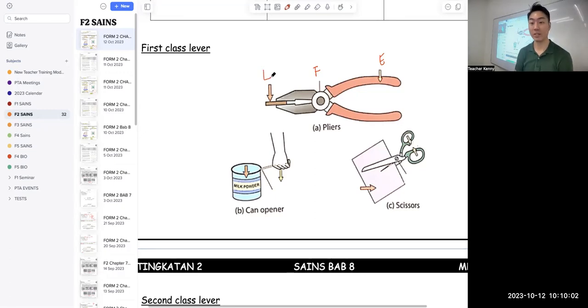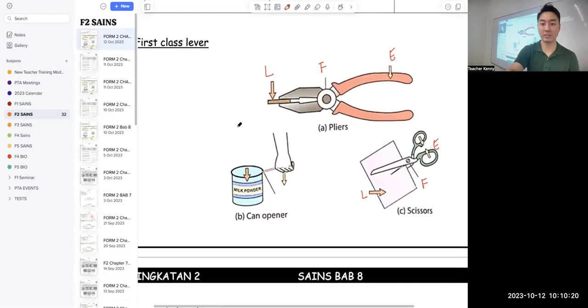Okay? Easy. Scissors. I'm sure you know where again. The center here is the fulcrum, never moves at all. Handle here. Effort. And paper is my load.